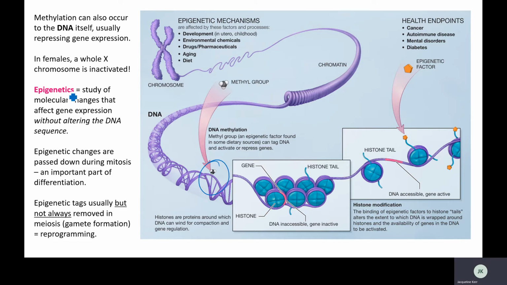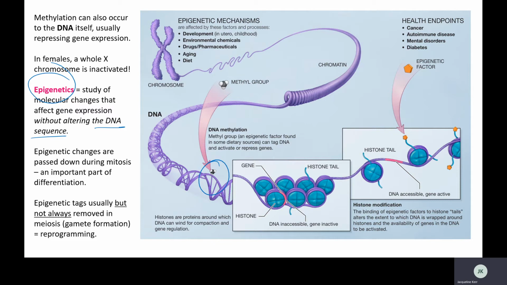So this whole study, epigenetics, is of things that affect gene expression without changing the sequence of bases. There are all these other molecular changes that can happen to chromosomes, to the DNA itself, and to the proteins that they're wound around, and that affects whether those genes can actually be copied and expressed in the cell.